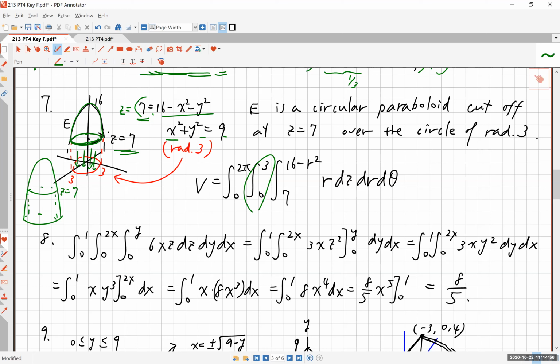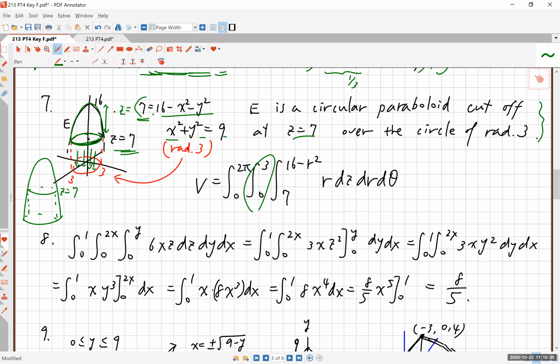So now, how would you describe this? If you didn't use your own words to describe this, I'll take some points off, maybe 2, 3 points. You should say something like, and it doesn't have to be really accurate or formal, it is a circular paraboloid cut off at Z equals 7 over the circle of radius 3. You could even say something like it looks like the head of a bullet going flying straight up, where the radius is 3. And it looks like the height is 9, but you don't have to describe that much detail.